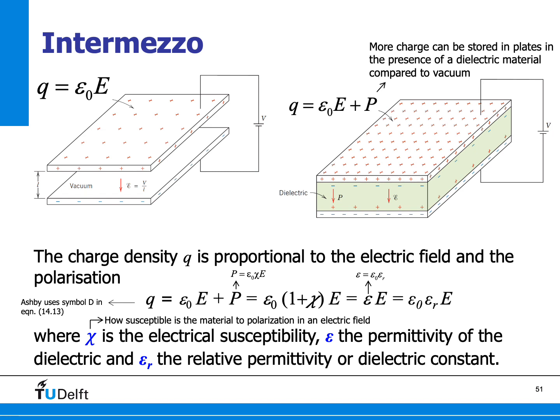We've seen that the charge density on a plate is proportional to the electric field and the permittivity of the vacuum, and we've seen that in the case of the presence of a dielectric material in between these plates, there's an additional polarization factor and more charge can be stored on the plates in the presence of a dielectric material.